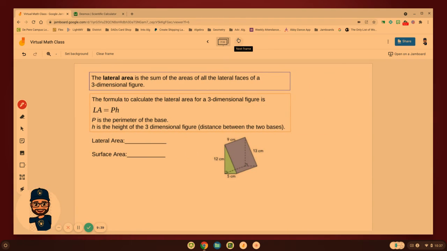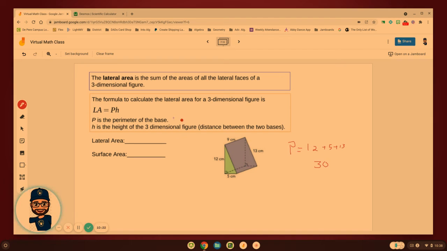Okay, here we go. Lateral area equals perimeter times the height. Perimeter of the base times the height between the two bases. So in this prism, we've got a triangle in front and a triangle in the back that we need to find the perimeter for. Well, the perimeter, if you look at this triangle, is 12 by 5. What's this slant? 13. So perimeter is going to equal 12 plus 5 plus 13, or 30.